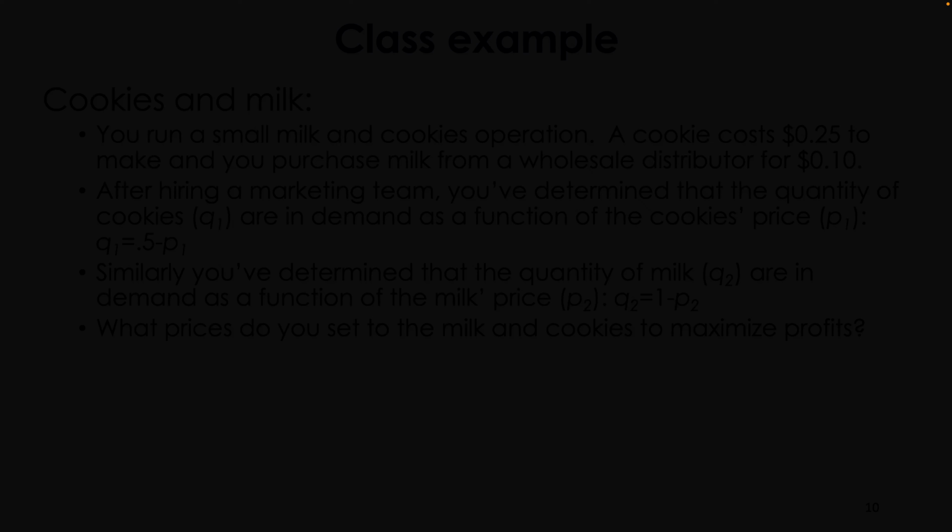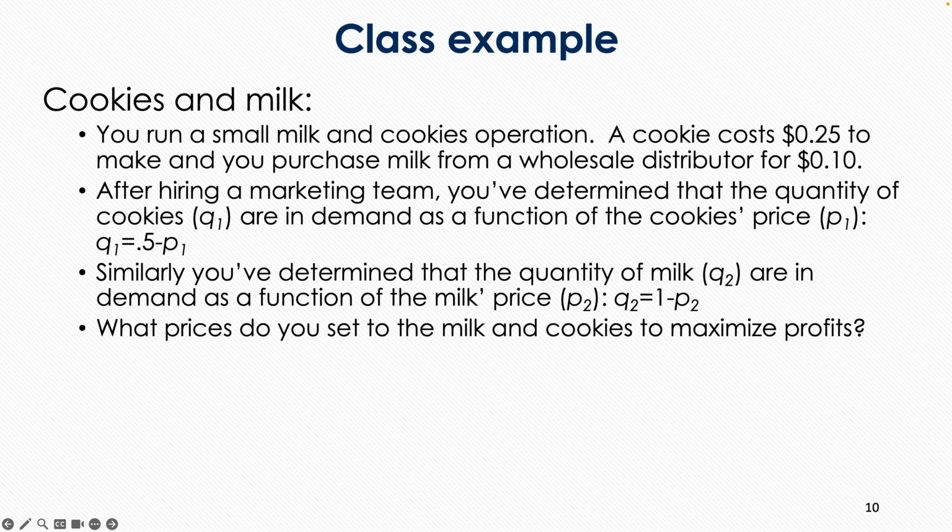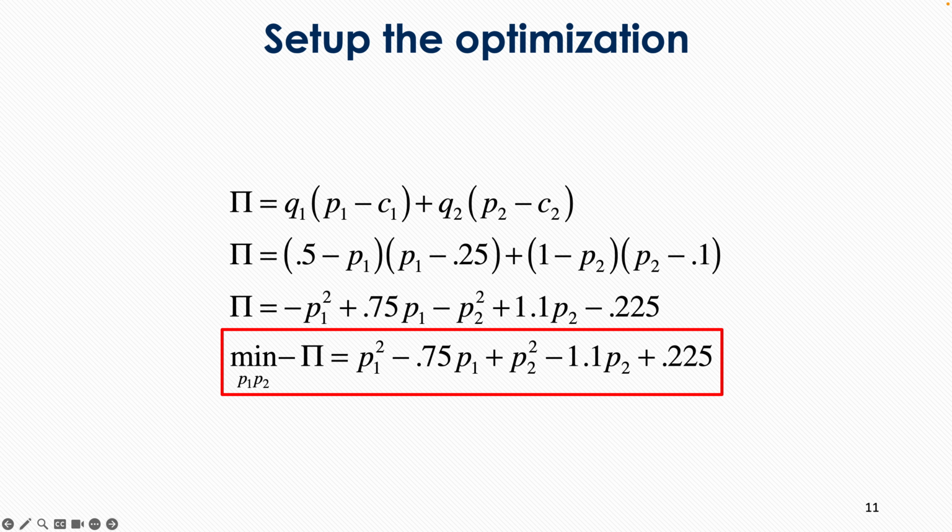So if I simplify this out a little bit, we end up with this form, right? So we were here, and I just simplified the form to write out like this. And so we minimize the negative profit, which is the same thing as maximizing the positive profit with respect to P1, P2, where profit is equal to P1 squared minus 0.75 P1 plus P2 squared minus 1.1 P2 plus 0.225. Okay?